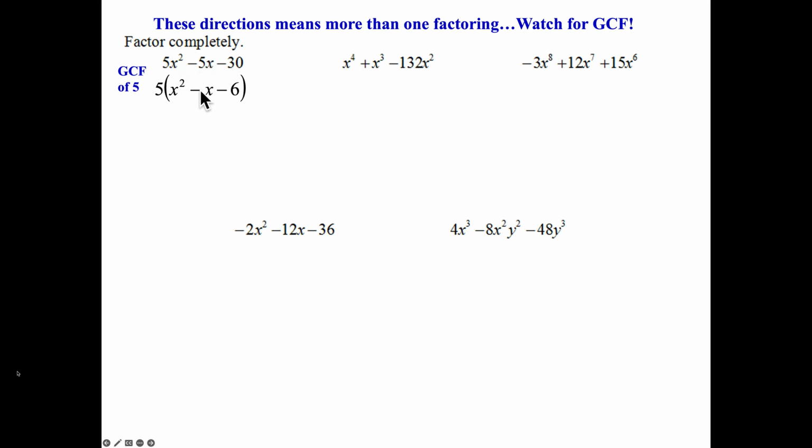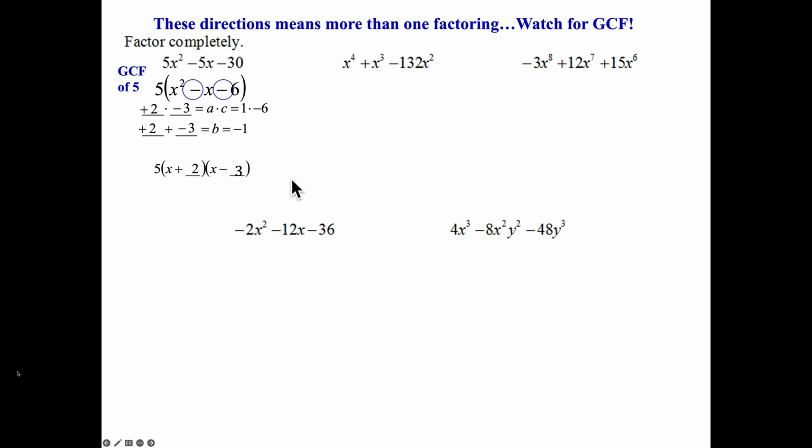Now you have x squared minus x minus 6. Now look at just the inside. It's a minus 6. Signs are different. Bigger number gets the minus sign. So my answer is going to be 5, x plus something, x minus something. What two numbers multiply to be 6 and subtract to be a negative 1? 3 and 2, and the 3 is going to carry the minus sign. So the 2 goes into plus.